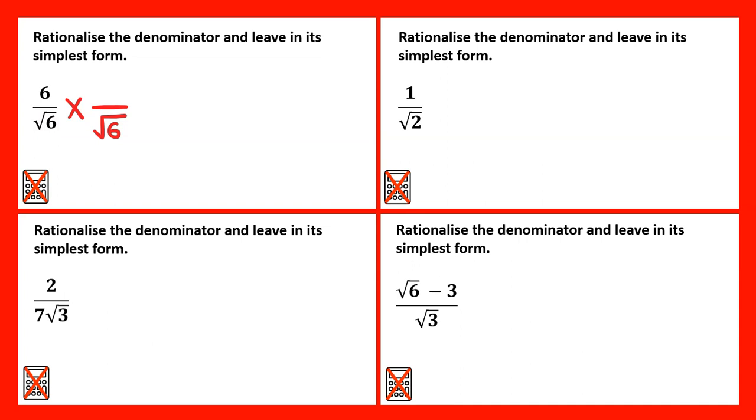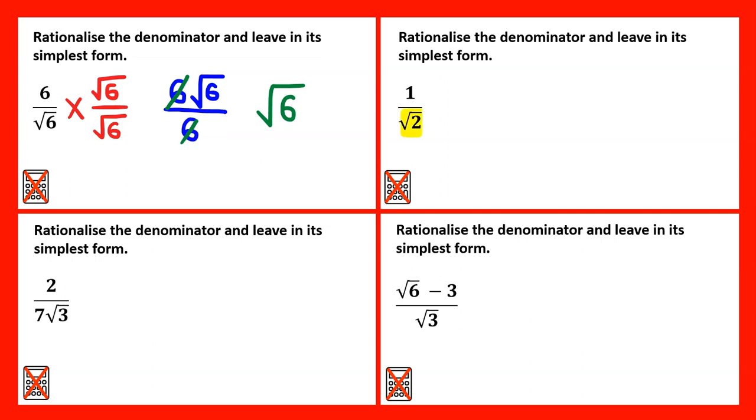But so that we're not changing the value of the original fraction, we need to multiply the top by the same amount. So root 6 over root 6. For the numerators, 6 multiplied by root 6 is 6 root 6, and root 6 multiplied by root 6 gives us 6. Since the numerator and the denominator are both divisible by 6, we can cancel, and this will leave us with our answer, which is root 6.